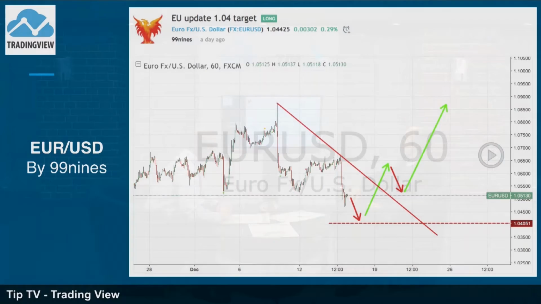All right, we're marking other people's homework today, seeing who's got it right, who might get it wrong. Let's start off with the first chart, which is on the euro-dollar by 99.9s, and it's the hourly chart time frame for the single currency.